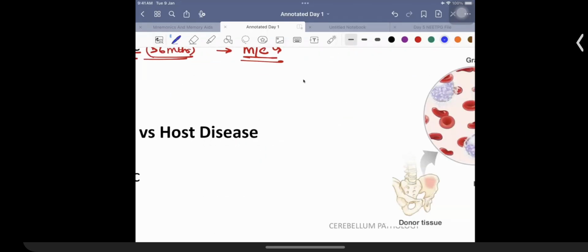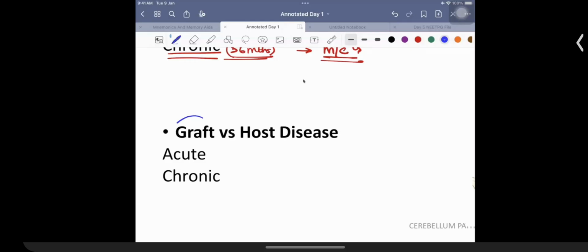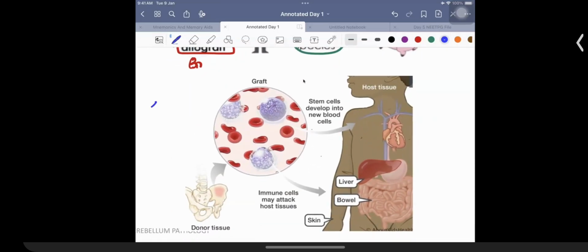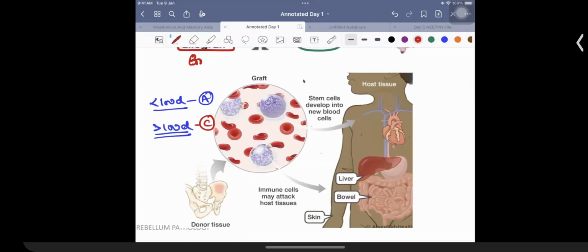Then we have something that is given the name of graft versus host disease. The graft starts attacking the host. If that takes place within a span of 100 days, then that is given the name of acute reaction. And if it attacks the host after 100 days, it is given the name of chronic graft versus host disease.